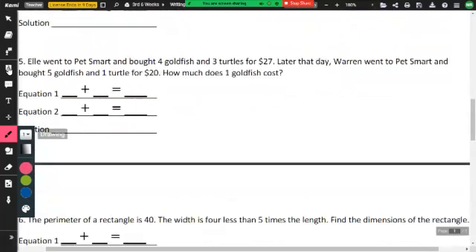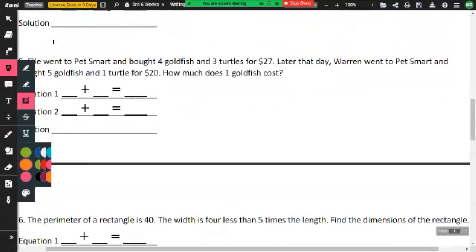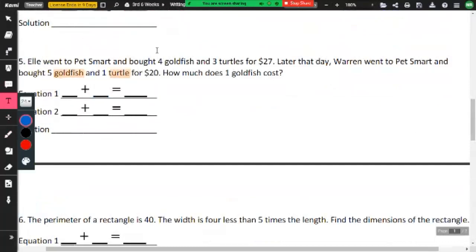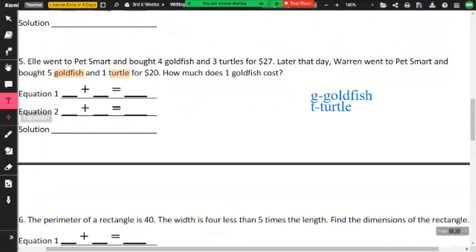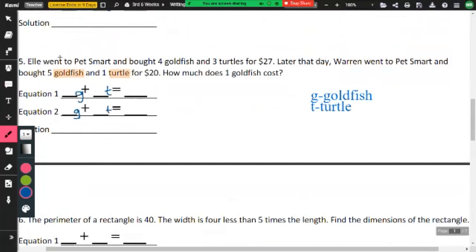Number 5, she went into PetSmart. What did we get? We got goldfish and turtles. So G, goldfish, T, turtles. Let's go ahead and write that in. GT, GT.